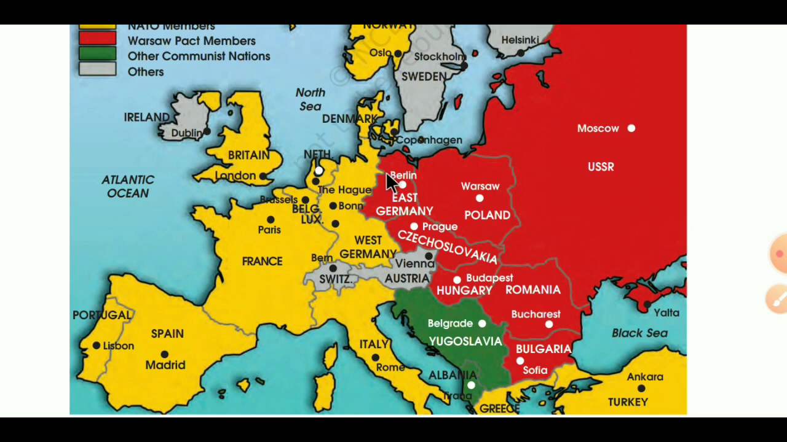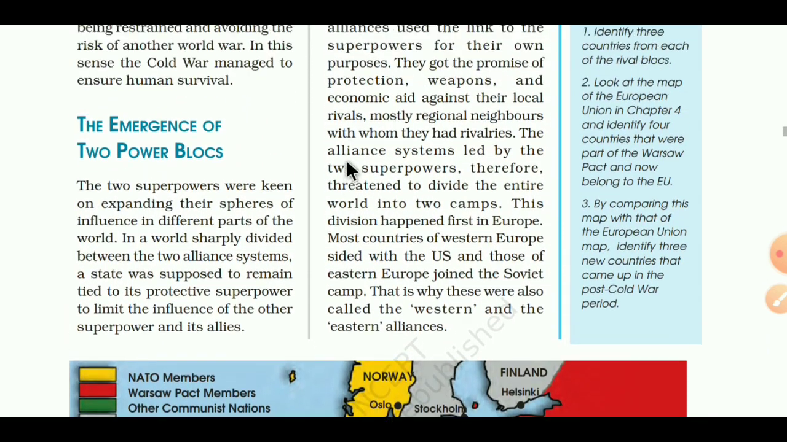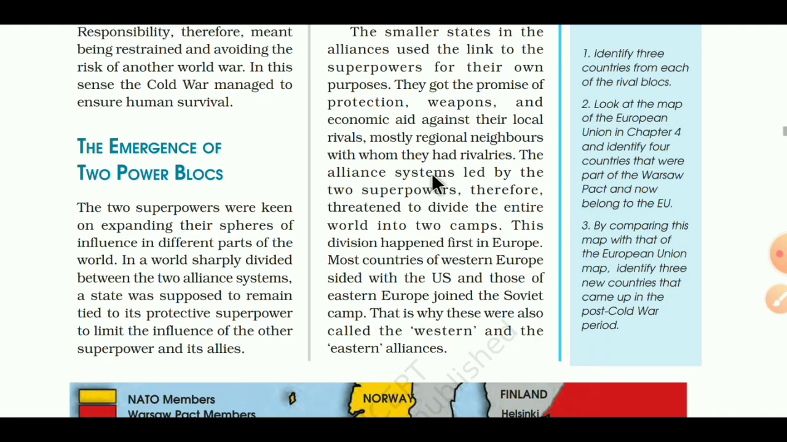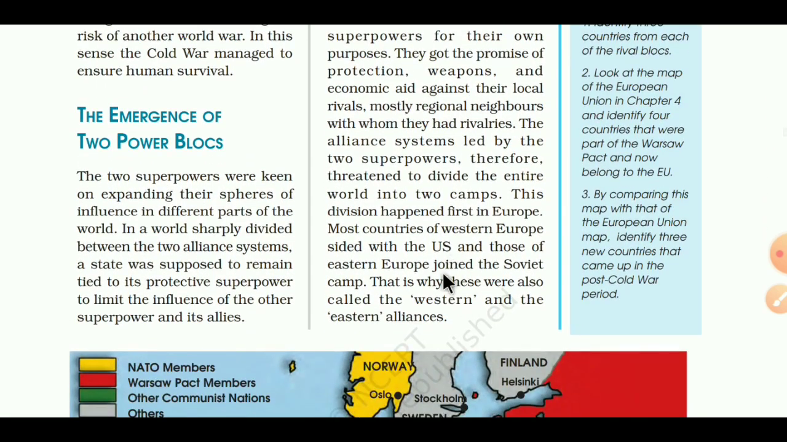Because many people think that the ideology followed by the USSR was communist and socialist, but the United States of America has followed a different idea, that is capitalism and democracy. So with the emergence of two power blocs, the two superpowers were keen on expanding their sphere of influence in different parts of the world, and many different types of allies joined the USSR.